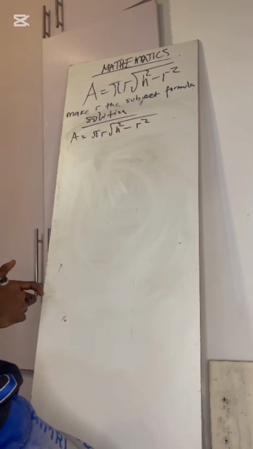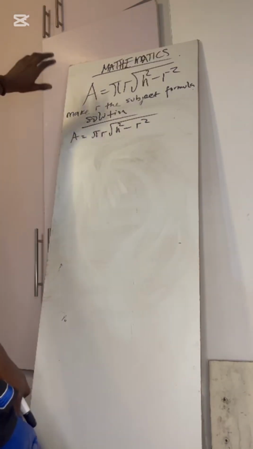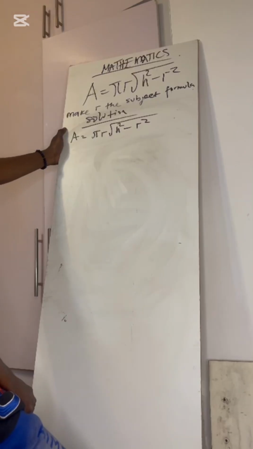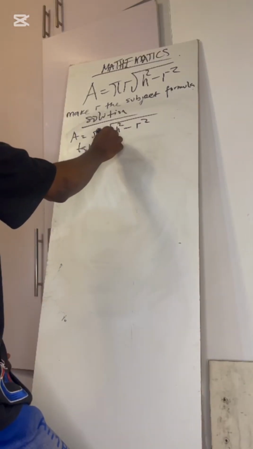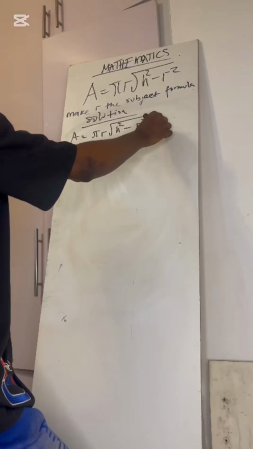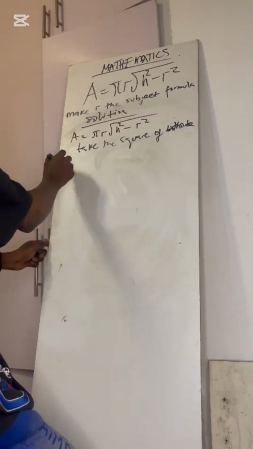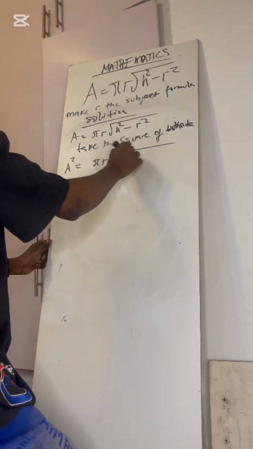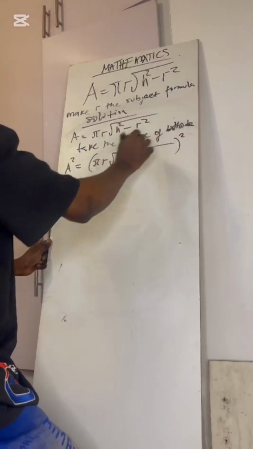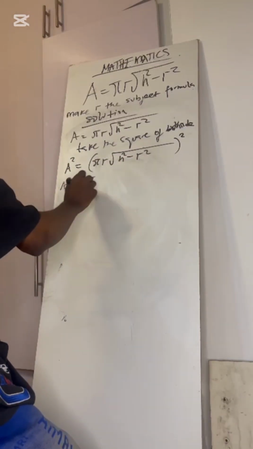So, in this question, we are asked to make r the subject of the formula. The first thing we are going to do is take the square of both sides. So taking the square of both sides, we are going to have a square is equal to pi r root h square minus r square, all squared.